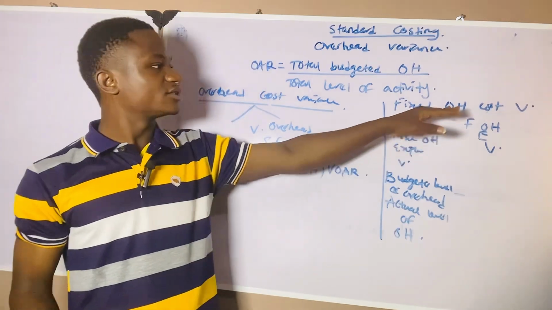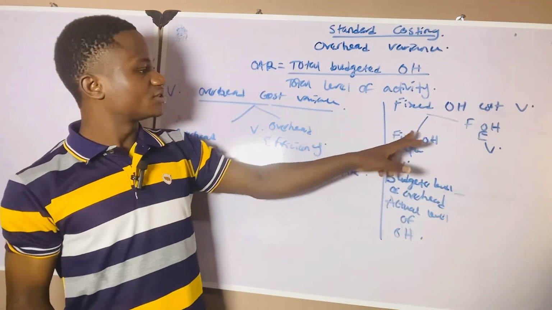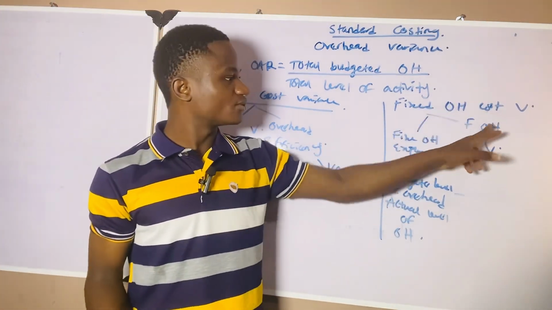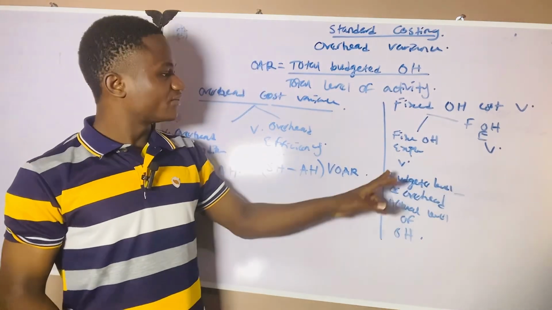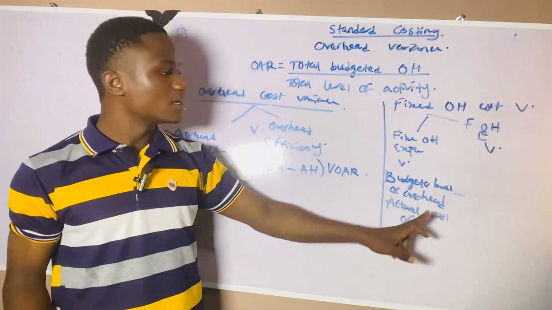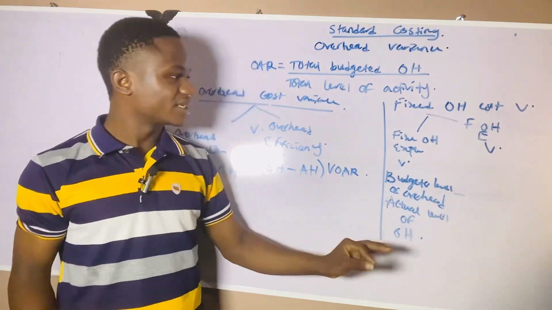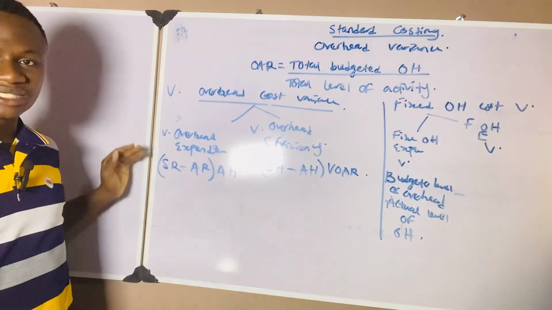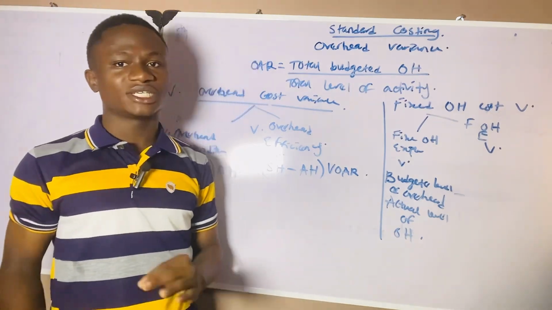So the fixed overhead cost variance is divided into two: fixed overhead expenditure variance and fixed overhead efficiency variance. The fixed overhead expenditure variance is budgeted level of overhead minus actual level of overhead, quite different from every other pattern we've been following. That's why I need you guys to pay attention.